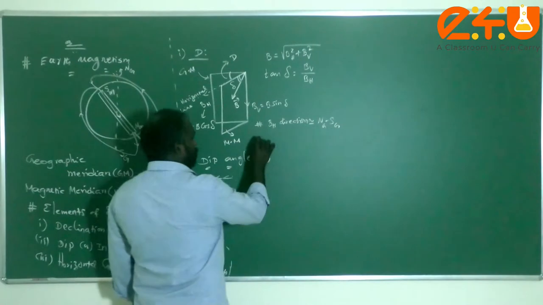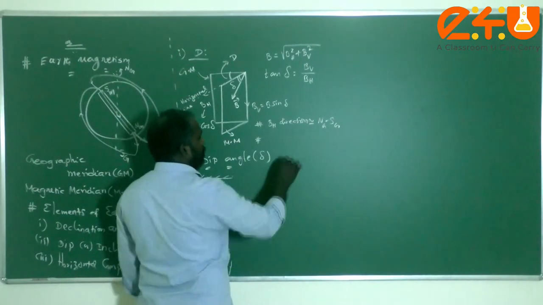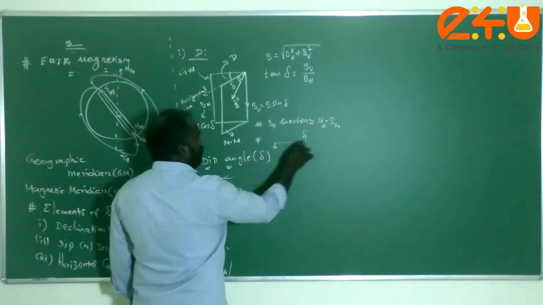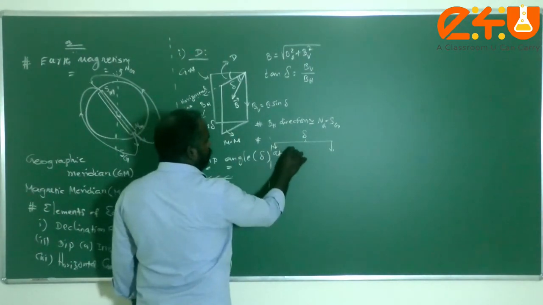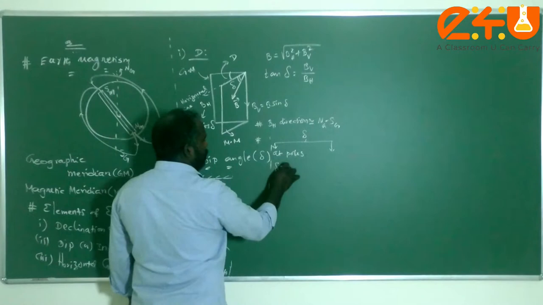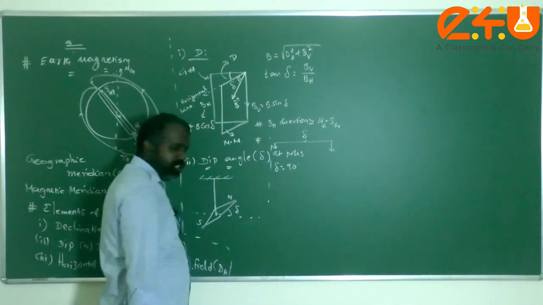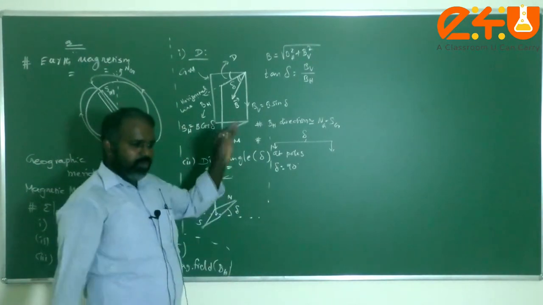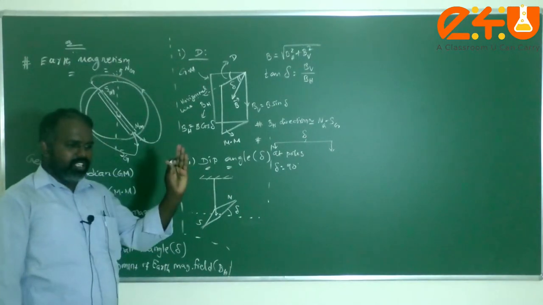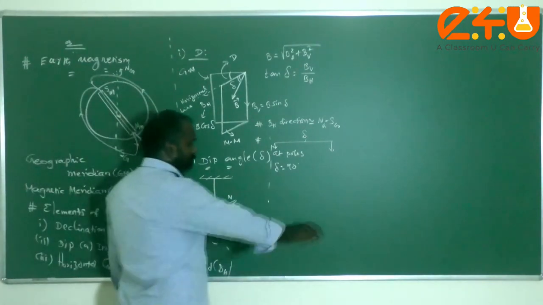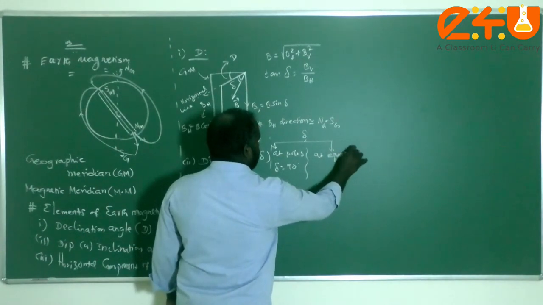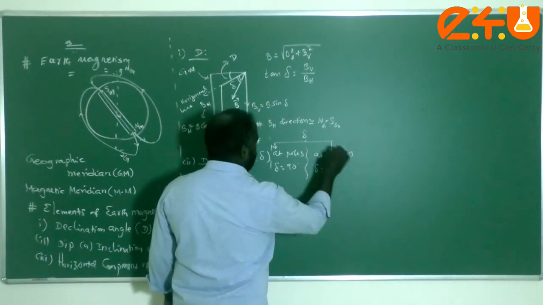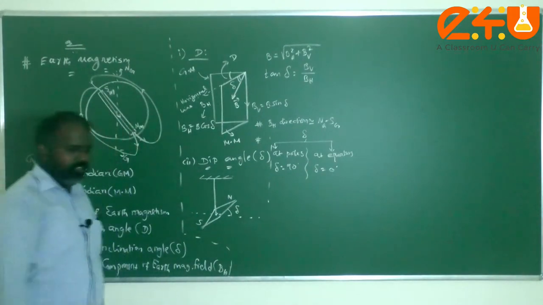And the second point is that delta will be different at different positions. For example, at the poles the delta will be 90 degrees, so at the poles the magnetic needle will be exactly vertical with respect to the horizontal direction, whereas at the equator the delta value will be what, children? Zero.